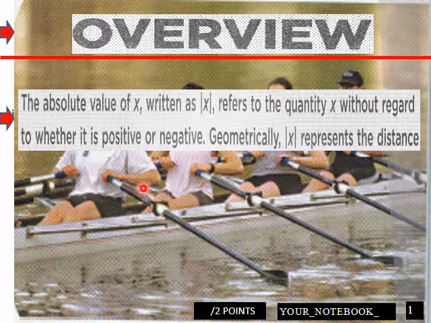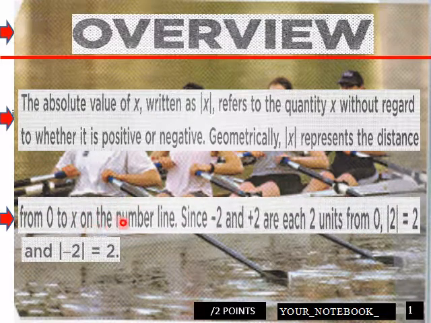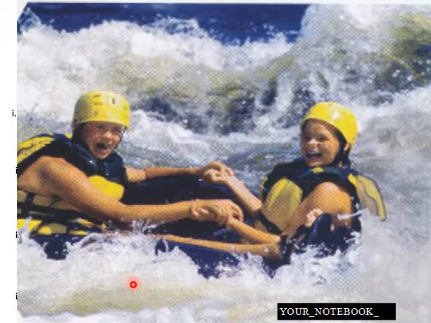Overview of this section: the absolute value of x, written as |x|, refers to the quantity x without regard to whether it's positive or negative. Geometrically, |x| represents the distance from 0 to x on a number line. Since -2 and +2 are each 2 units from 0, |2| equals 2 and |-2| equals 2.